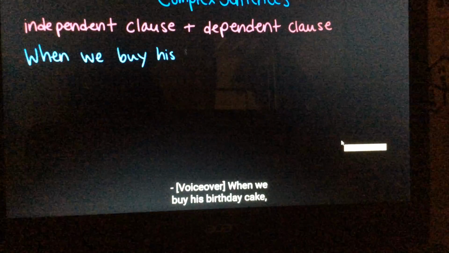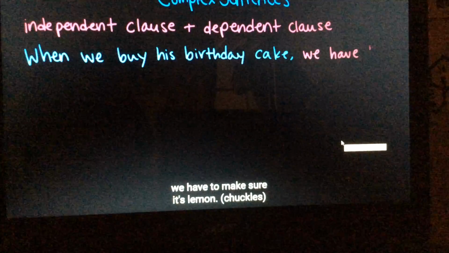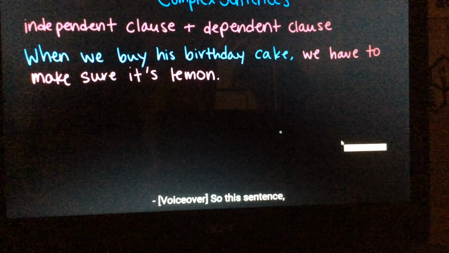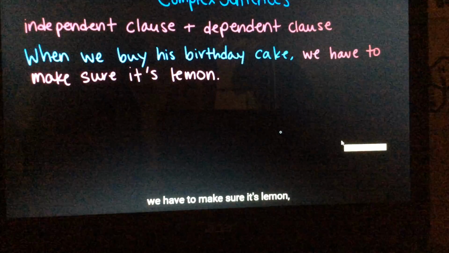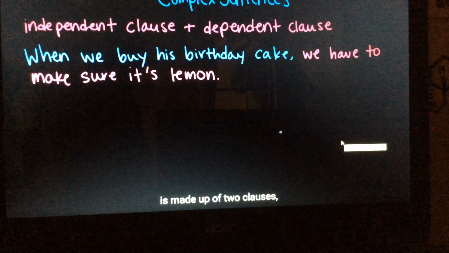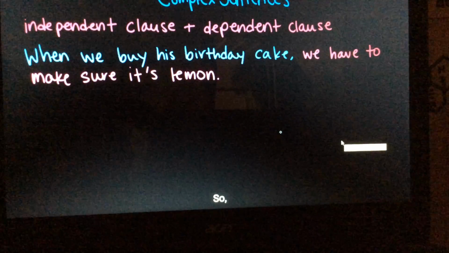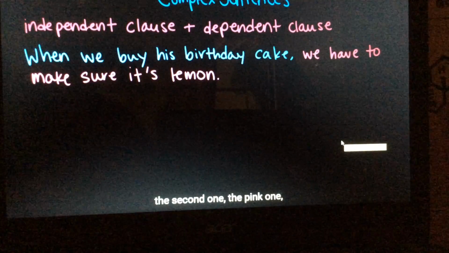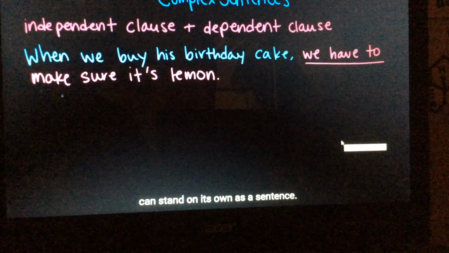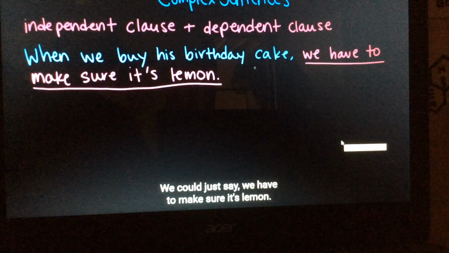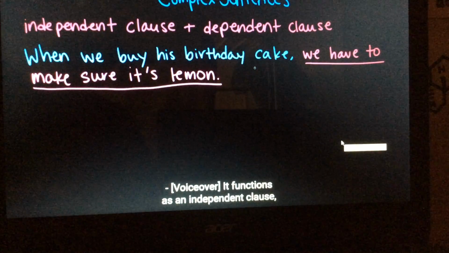When we buy his birthday cake, we have to make sure it's lemon. So this sentence is made up of two clauses, and I've written them in different colors here. The second one, the pink one, can stand on its own as a sentence. We could just say, we have to make sure it's lemon. It functions as an independent clause.